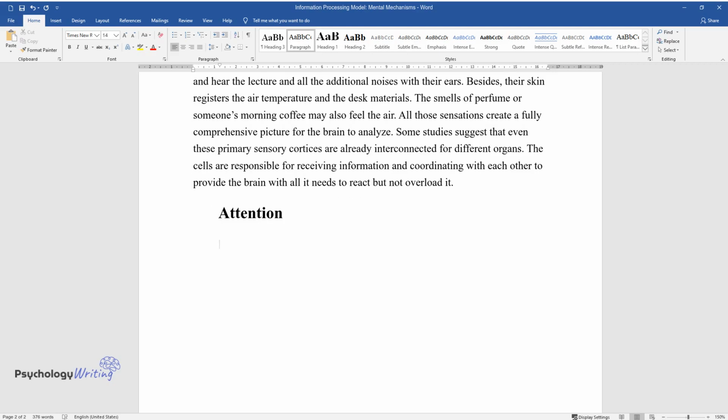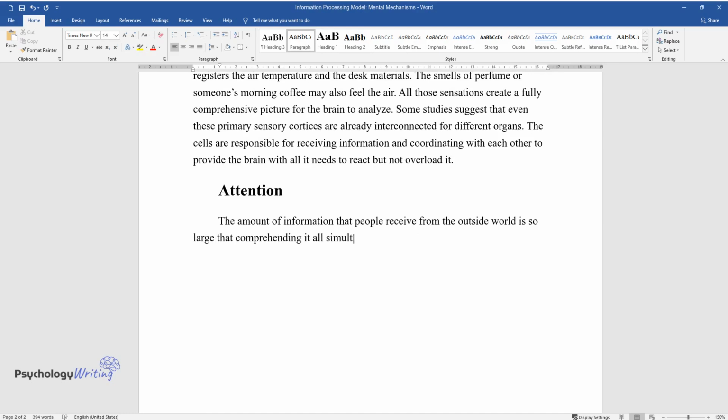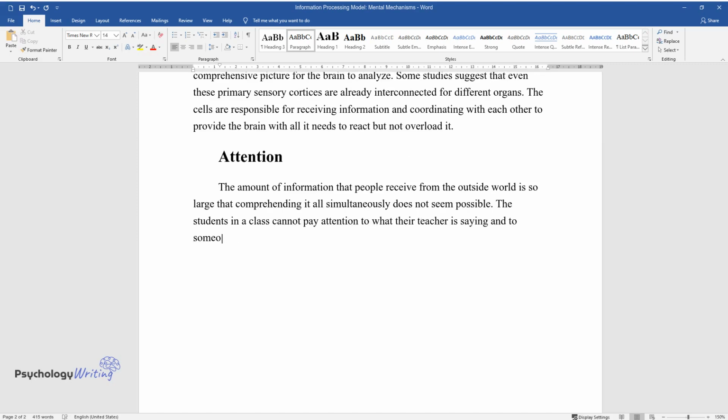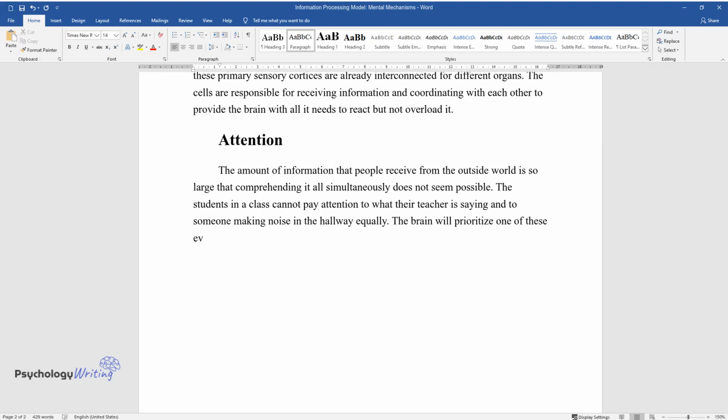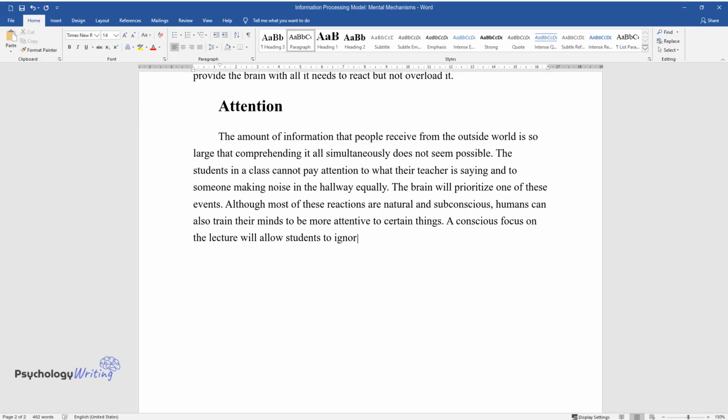Attention. The amount of information that people receive from the outside world is so large that comprehending it all simultaneously does not seem possible. The students in a class cannot pay attention to what their teacher is saying and to someone making noise in the hallway equally. The brain will prioritize one of these events. Although most of these reactions are natural and subconscious, humans can also train their minds to be more attentive to certain things. A conscious focus on the lecture will allow students to ignore distractions and remember more information from the class.